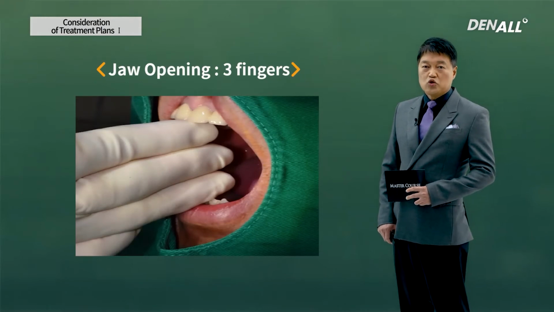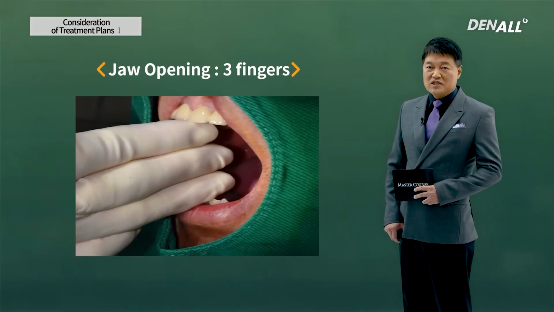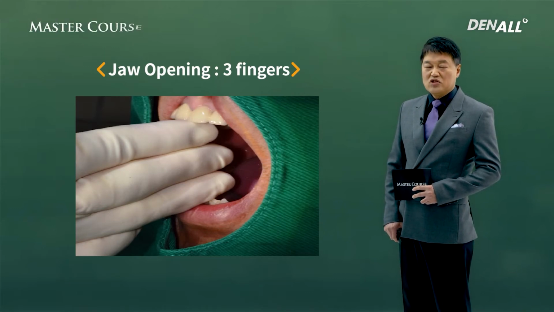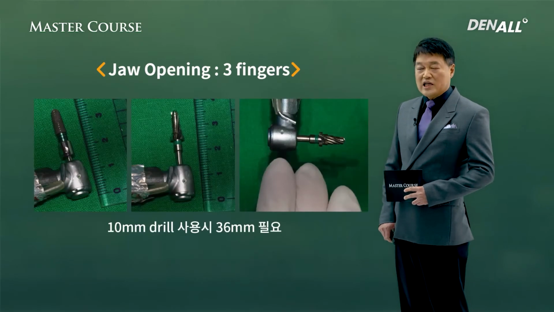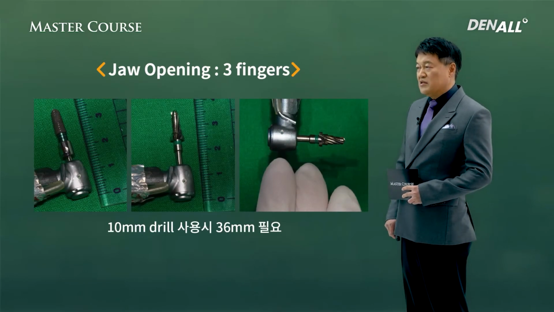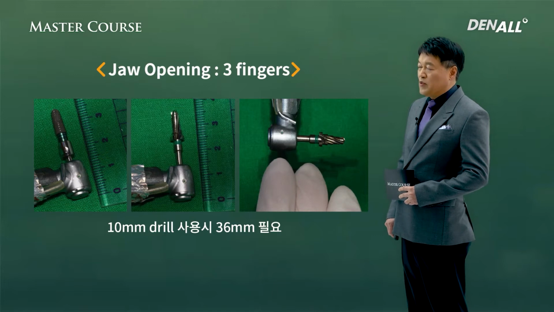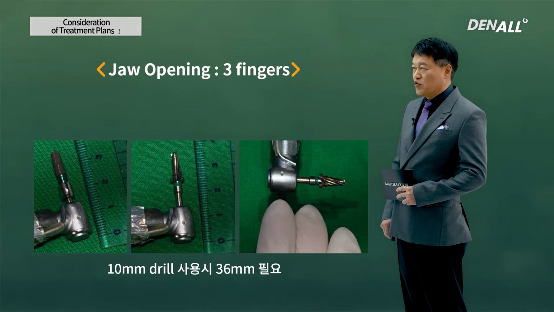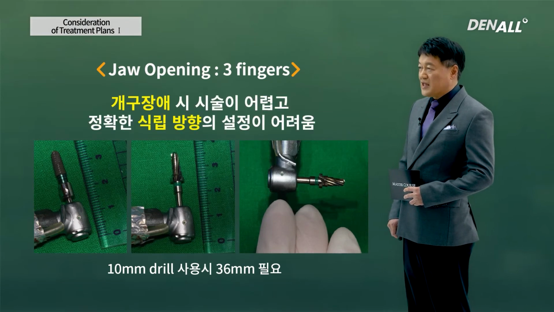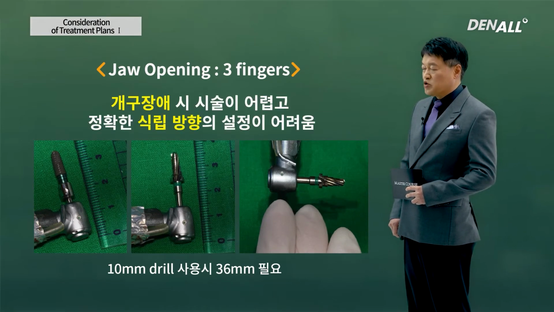Another item to check for adequate surgery is whether patient's mouth opens well. 3-finger tests should be done. If these 3 fingers can go in without difficulty, there is no obstacle in proceeding with the surgery. We use a 10mm drill a lot. For this, the patient needs to open up by 36mm. When you put in 3 fingers, it is more than enough. But if not, procedures can be difficult and getting accurate placement direction can be difficult.